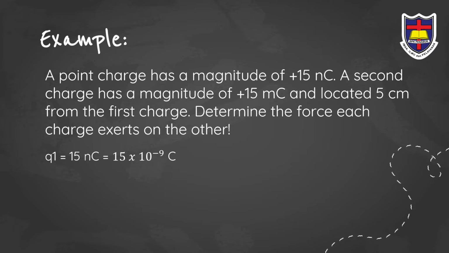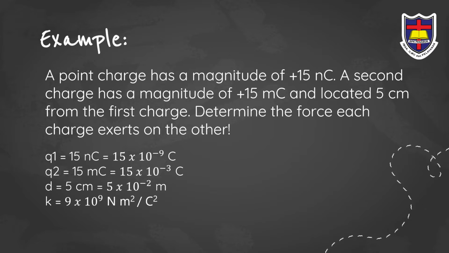So we have the first charge equal to 15 nanocoulomb, so we can convert it into 15 times 10 to the power of negative 9 coulomb. And the second charge is 15 millicoulomb, so we can convert it into 15 times 10 to the power of negative 3 coulomb. And then the distance between the two charges is 5 centimeters, so we can convert it into meters: 5 times 10 to the power of negative 2. And the constant is 9 times 10 to the power of 9 Newton meter squared over Coulomb squared.